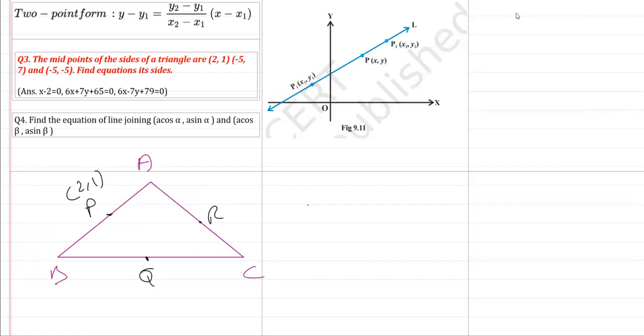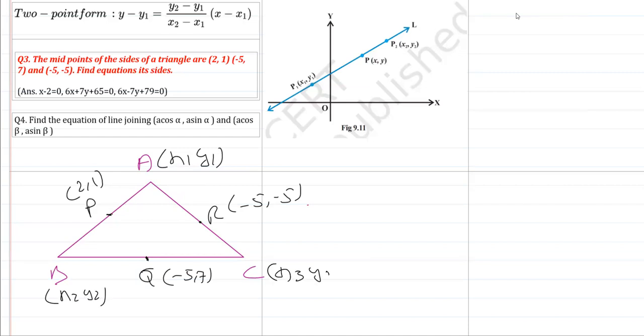This coordinate is, say, 2, 1, the other one is -5, 7, and R, being the midpoint of AC, is -5, -5. What we can see here is that we know only one point of AC, so we cannot find the equation of AC as long as we do not have the slope or another point. For that, we are going to obtain the coordinates of A, and I'm taking it as x1, y1, B as x2, y2, and C as x3, y3.